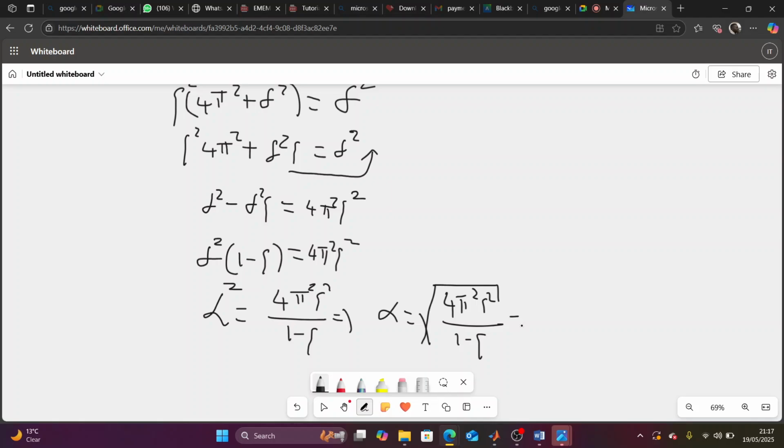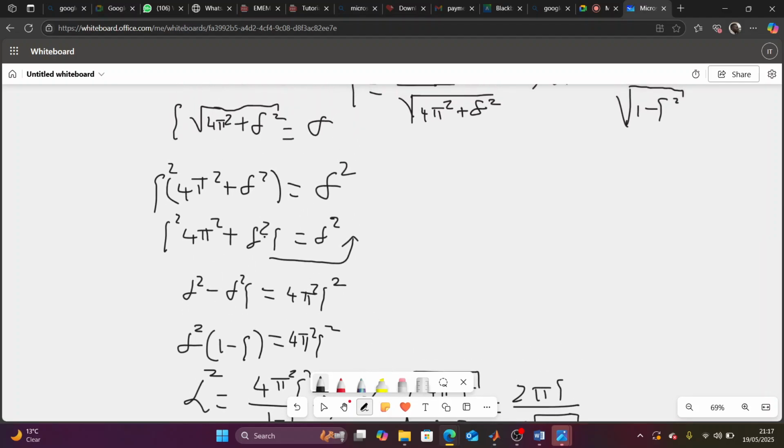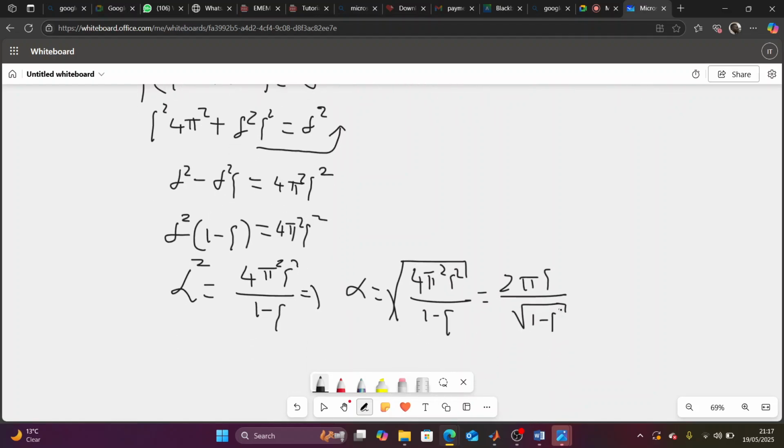Remember, the root on top will come as 2 pi zeta, and here you have the root of 1 minus zeta square. So this is what is happening in damping. I hope I did not make any mistake somewhere. This one is square. Yeah, so it's square here.